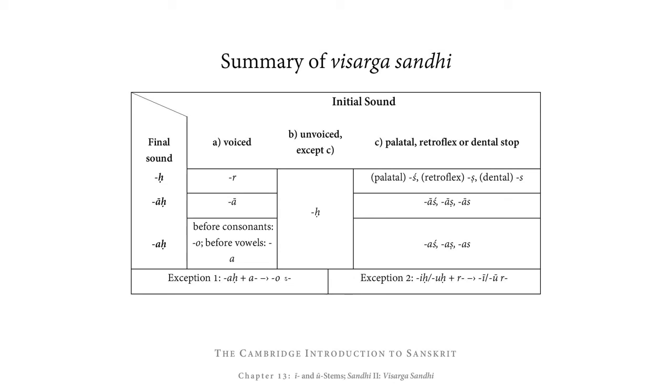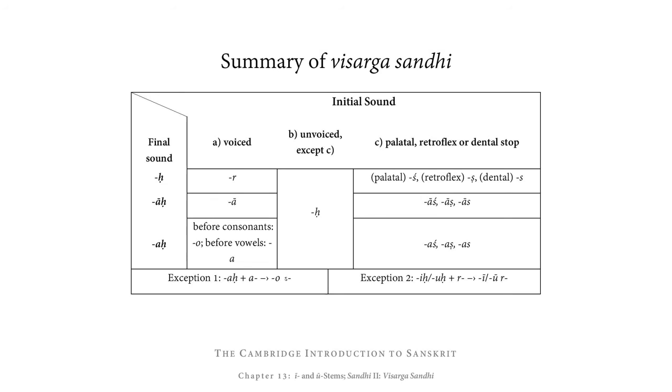There are two exceptions to sandhi of visarga before voiced sounds. Exception one is the one that we find much more frequently, which is if we have aḥ at the end of a word and a at the beginning of the next word, the aḥ changes into o and the a drops out. But to make reading words just a little bit easier for us, the fact that there once was an a, which now has dropped out, is actually marked in writing. And the way it is marked is by means of the avagraha, this S-like symbol that isn't pronounced, but it just serves as a reminder that originally there was an a.